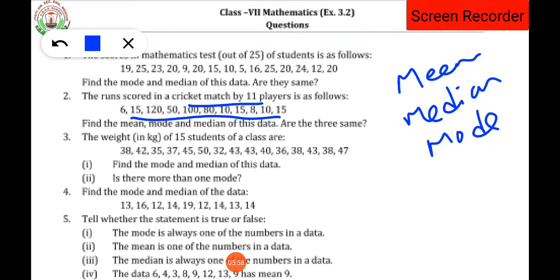Okay, while doing the question I will explain in detail. Now in the third question also 15 students are there and their weight is given. You have to find the mode and median, and you have to say whether there is more than one mode. Is there any more than one mode?